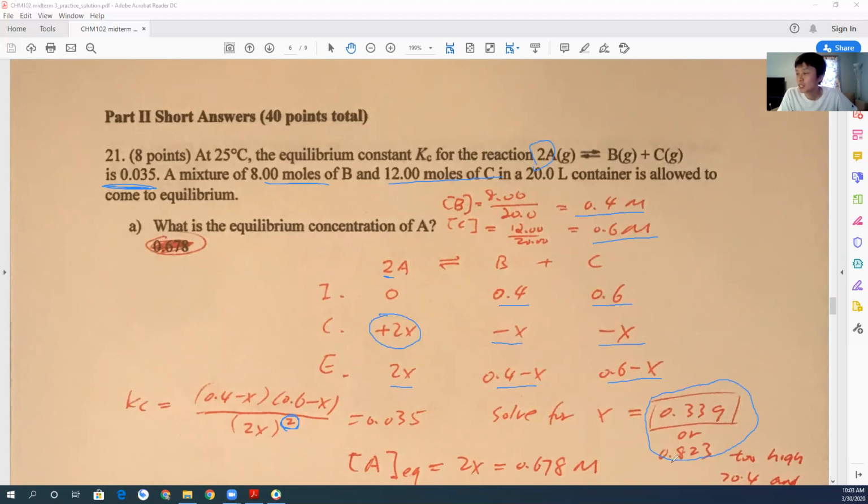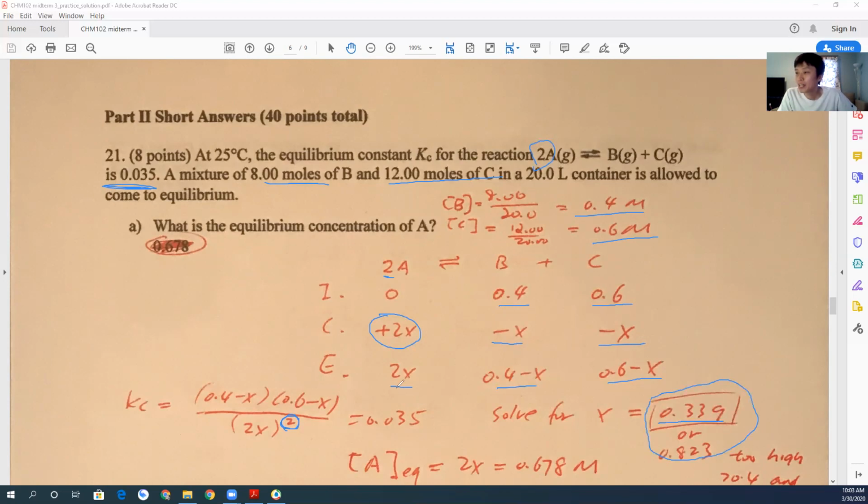For the second answer, 0.8 is too big, right? If you have 0.4 minus 0.8, you're going to end up with a negative final concentration, which doesn't make sense. So only one of the solutions makes sense. Only 0.339 is the acceptable answer. So that will be the amount of B and C being consumed.